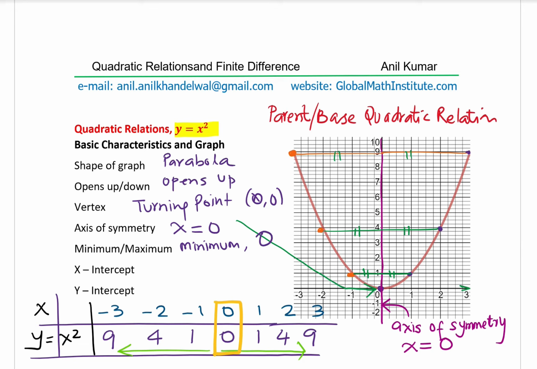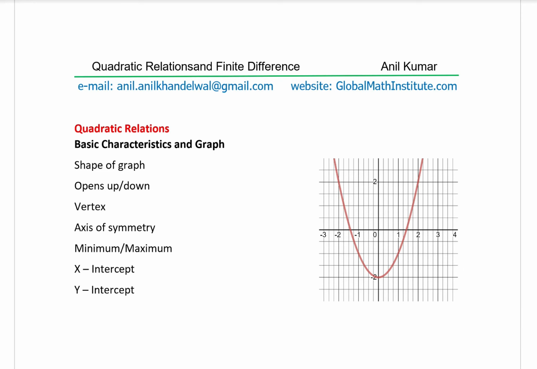The x-intercept, and in this case, both x and y-intercept are at the origin itself. So y equals x squared goes through the origin. The curve of this function, or the relation, intersects the x-axis as well as the y-axis at the origin itself. So those are the basic characteristics. Correct? Let's look into more relations.